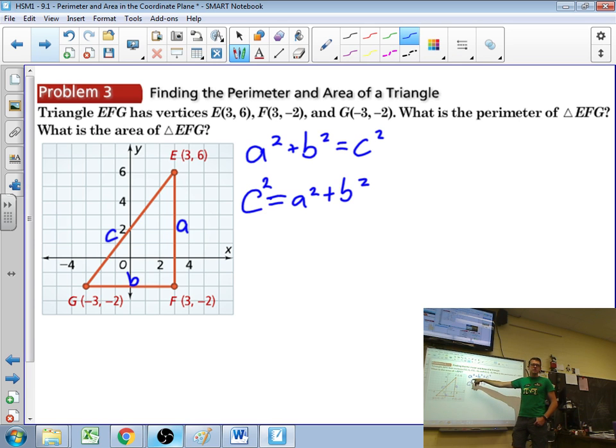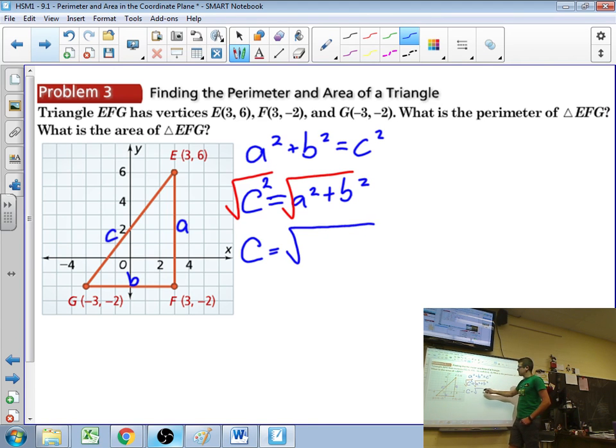But I don't want C squared, I want just C. So the distance, or the length of C, could be found by square rooting both sides. And C would just be the square root of your one leg squared plus your other leg squared. So once I find that sum, I square root it and I know my length. So let's go ahead and apply this.